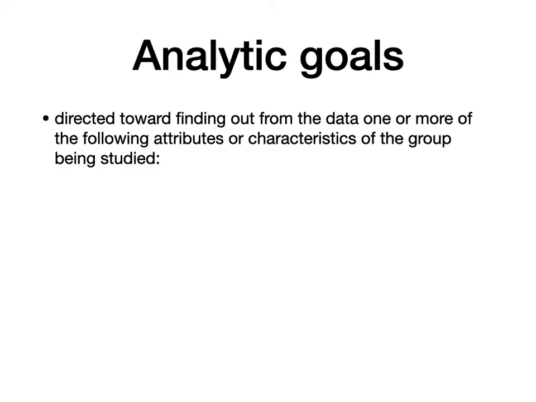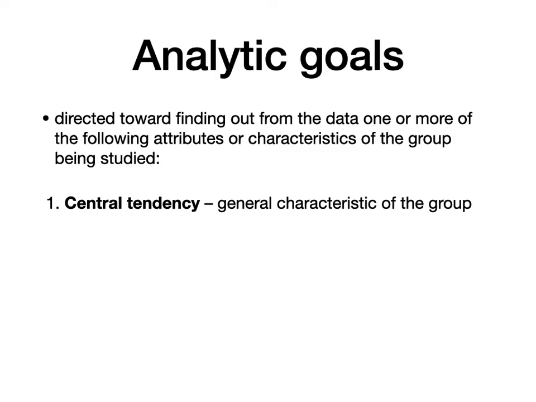Okay, now we have what we refer to as analytic goals. These are the things we have to keep in mind the moment we formulate our objectives or our statement of the problem. So what is our goal? What do we intend to achieve? What questions do we need to answer? So these are directed toward finding out from the data one or more of the following attributes or characteristics of the group being studied. And the first analytic goal is what we refer to as central tendency.